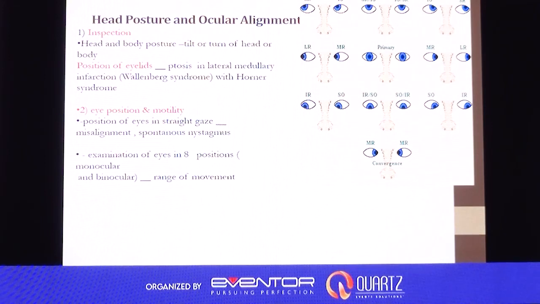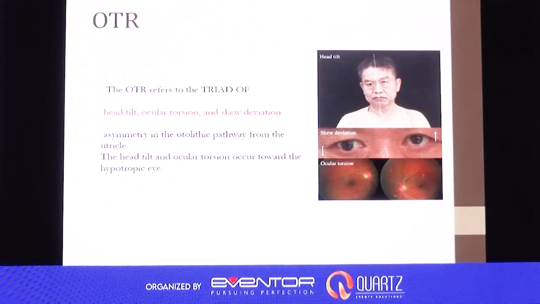The eye position and motility should also be examined carefully. I should start with the position of the eyes in straight gaze to detect misalignment or spontaneous nystagmus, and then examine the eyes in the 8 positions. It is important to examine them monocularly and binocularly and detect the range of movement. For example, I can detect by inspection what is known as the ocular tilt reaction. The ocular tilt reaction refers to the triad of head tilt, ocular torsion, and skew deviation, which occur due to asymmetry in the otolithic pathway. The head is usually tilted, and the ocular torsion is toward the hypotropic eye.